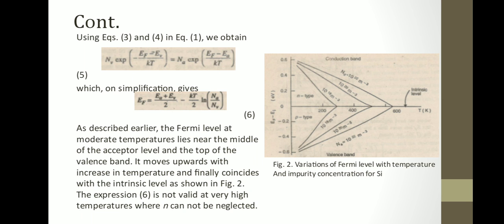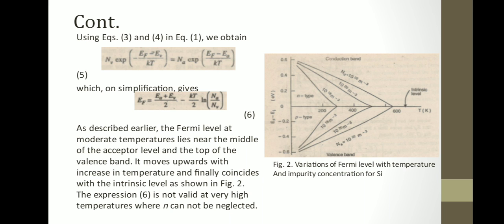Using equation 3 in equation 1 and equation 4 in equation 1, we get Nv exponent of minus (Ef minus Ev) by Kt is equal to Na exponent of minus (Ef minus Ea) by Kt. This is equation number 5, which on simplification gives Ef is equal to (Ea plus Ev) by 2 minus Kt by 2 log of Na by Nv.